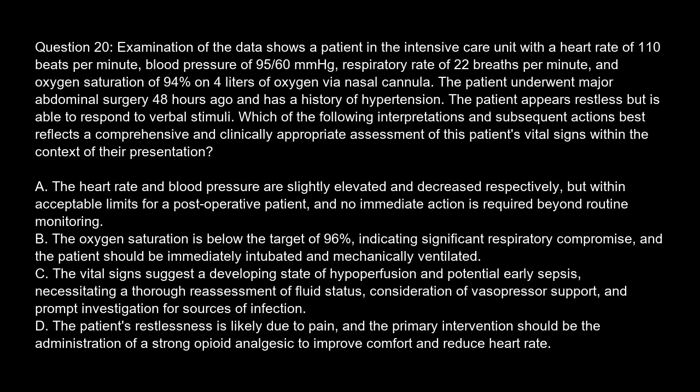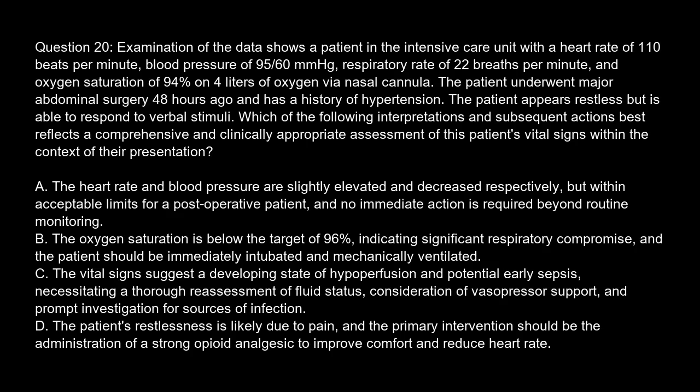Question 20. Examination of the data shows a patient in the intensive care unit with a heart rate of 110 beats per minute, blood pressure of 95/60 mmHg, respiratory rate of 22 breaths per minute, and oxygen saturation of 94% on 4 liters of oxygen via nasal cannula. The patient underwent major abdominal surgery 48 hours ago and has a history of hypertension. The patient appears restless but is able to respond to verbal stimuli. Which of the following interpretations and subsequent actions best reflects a comprehensive and clinically appropriate assessment of this patient's vital signs within the context of their presentation?